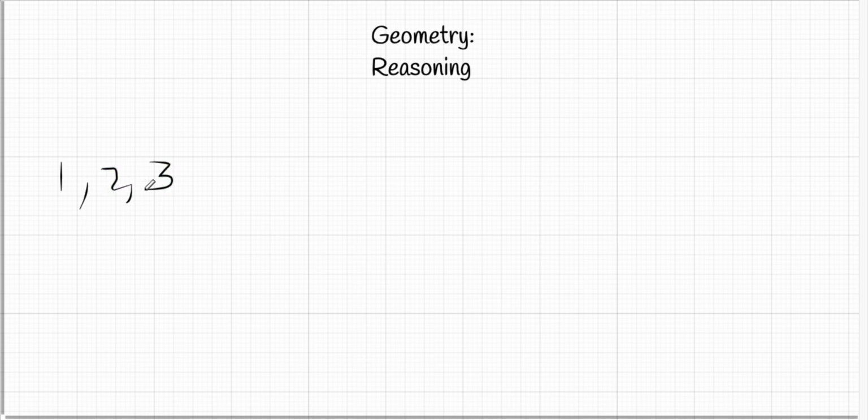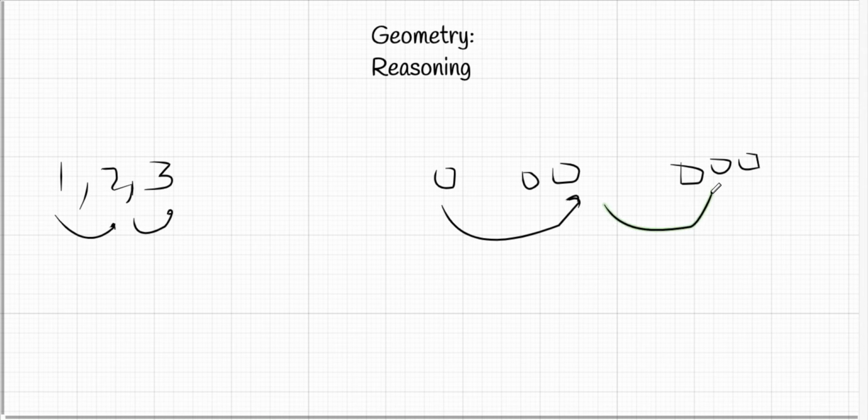This is a number pattern because it involves numbers, as the name suggests, and it has a specific rule, which is that it increases by 1 each time. On the other hand, there's something called a visual pattern, which involves objects. We have one circle, then two circles, then three circles. This is a visual pattern because it increases by 1 each time, same rule as the previous one, and it involves objects. These are two different representations of the exact same pattern.